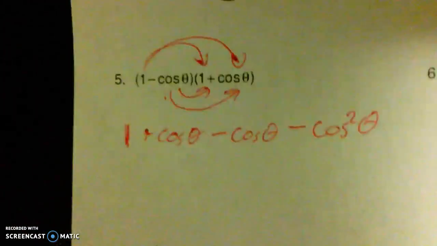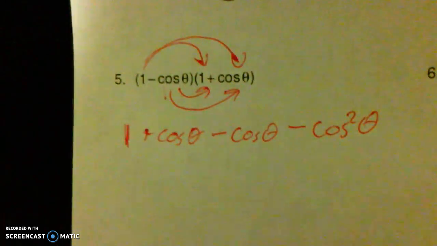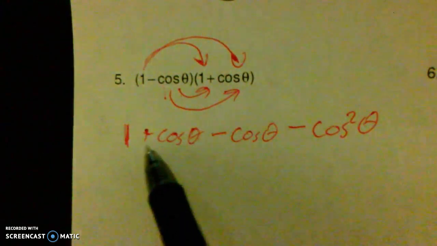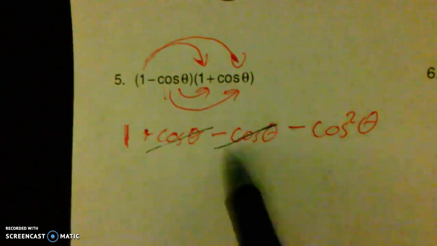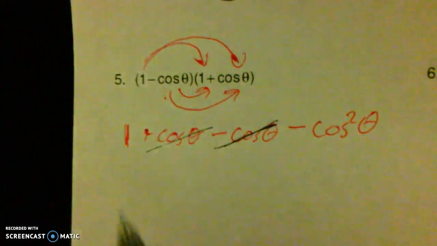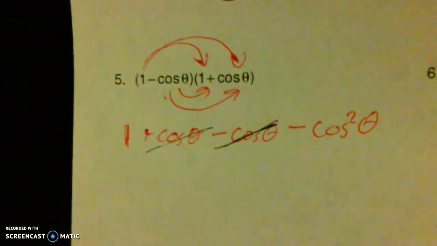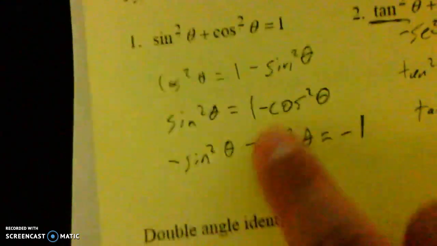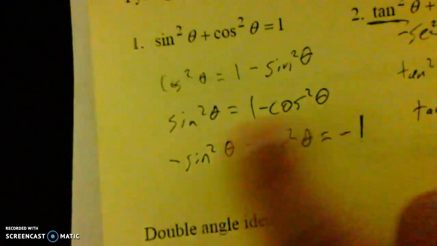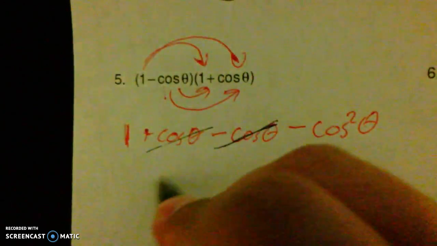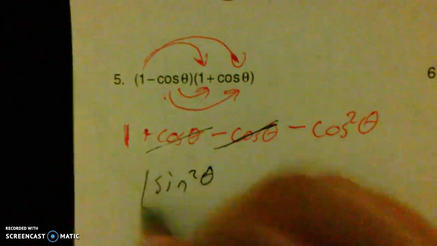All right, so here's this beautiful, nasty thing. Hopefully you'll see that in the middle you got a plus cosine and a minus cosine this time. So you can put those together, but they will actually equal 0. And then you've got 1 minus cosine squared. So if I look at the identities that I wrote down, I know that 1 minus cosine squared is equal to sine squared. So I can just say that this whole thing equals sine squared.